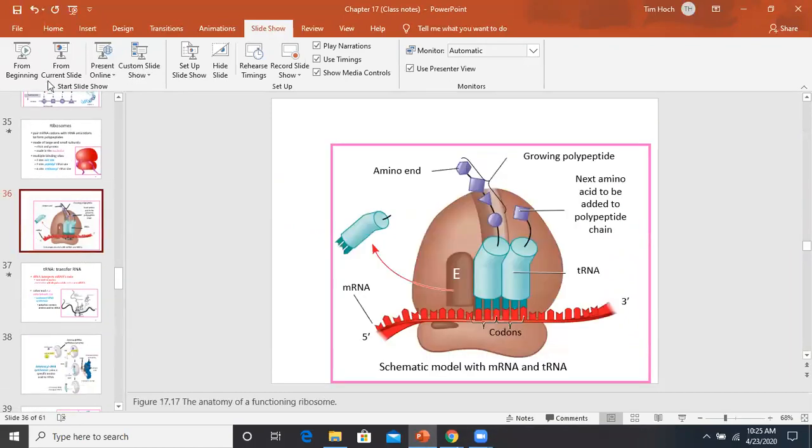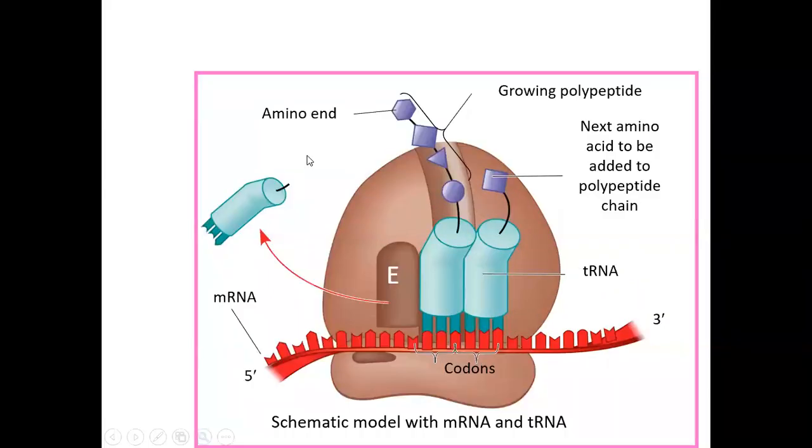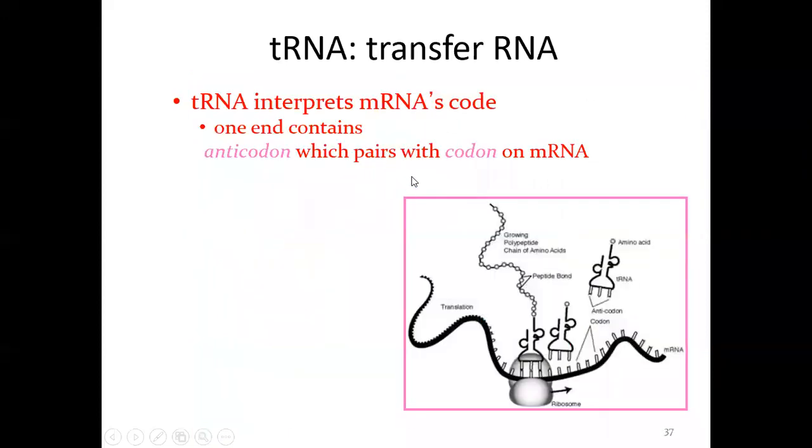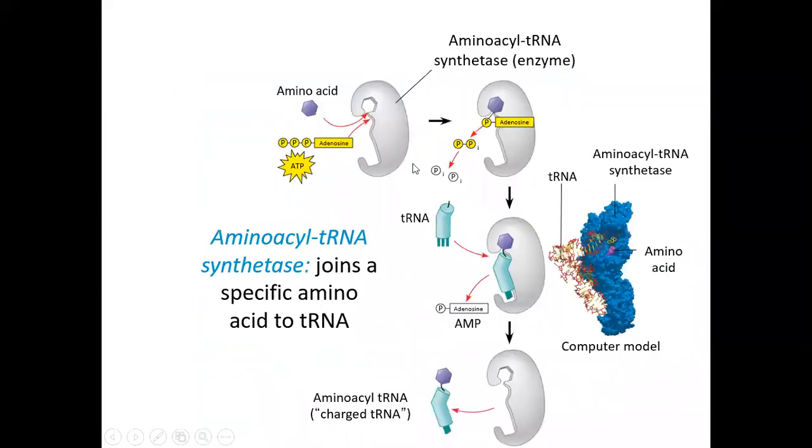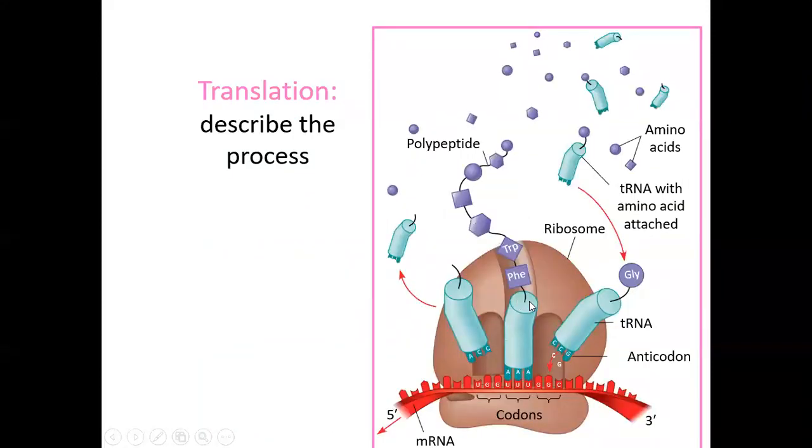So let's emphasize where we're at now. So hopefully you understand what tRNAs do. They're going to be carrying amino acids to the ribosome, and each tRNA is specific to that amino acid it's going to be carrying. Okay, so let's get into translation.